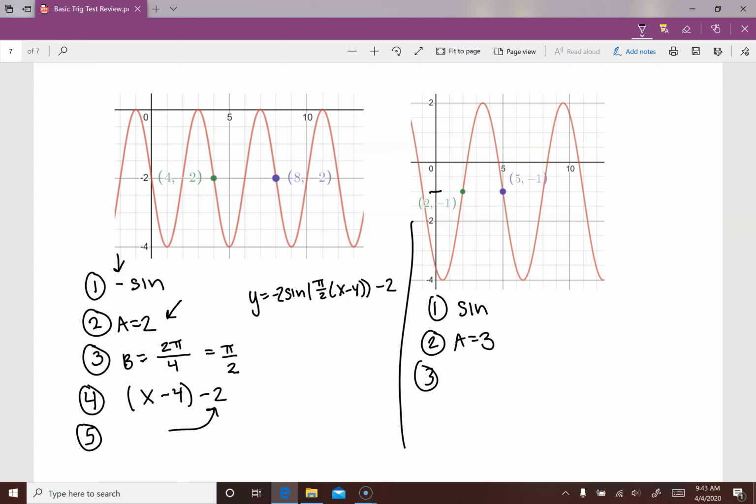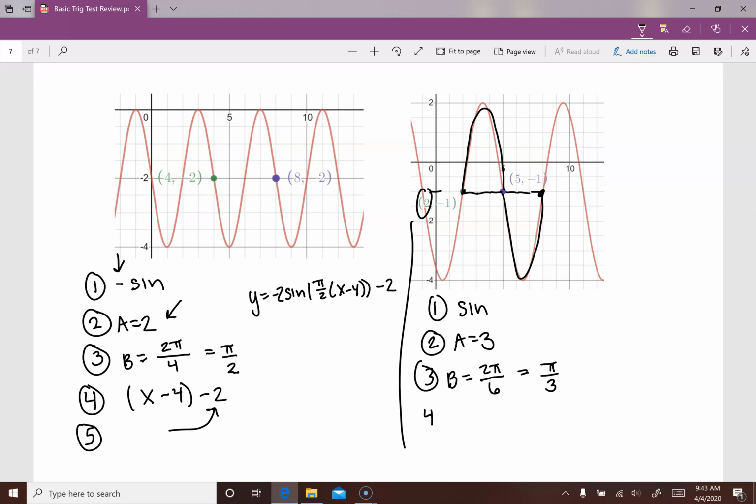Now to find my b, I know b is equal to 2 pi over period. My period is actually not just from here to here. I got to keep going one more. So it's actually from 2 to 8. So that should be 6. Let's just verify it. 1, 2, 3, 4, 5, 6. Yep, so our period's 6. 2 pi over 6 does reduce to pi over 3. Just divide both numerator and denominator by 2.